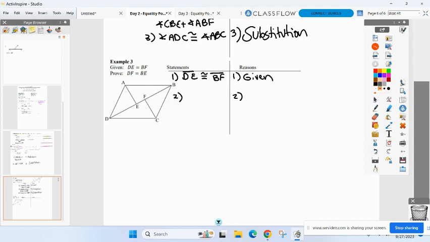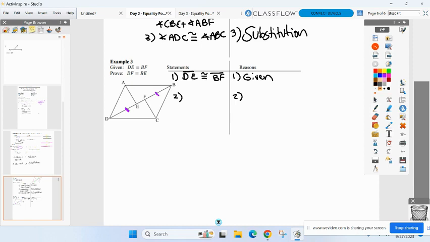Got some hash marks on those segments, hopefully. How would you mark the second? What do you mean, the second one? There's only one given. The other one is the proof, right? And we don't mark the proof. That's what we're trying to prove. So we're not marking that.